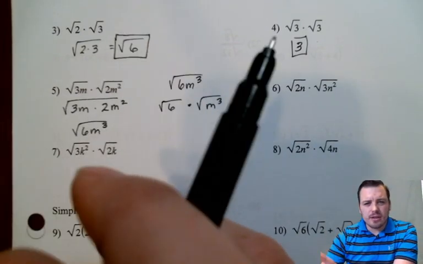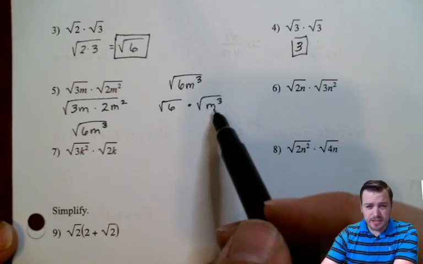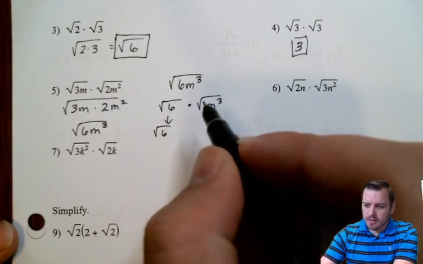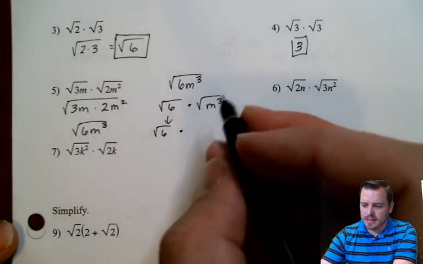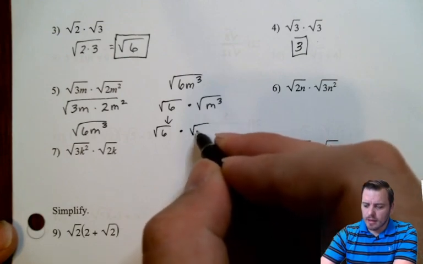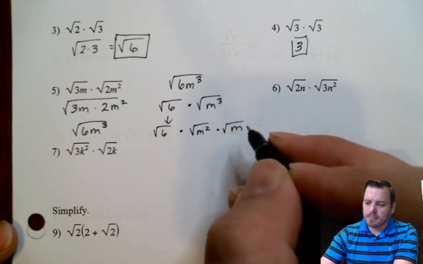But now this is the unique part, over here. This could be broken down, so let's bring that radical 6 down. This could be broken down to where it looks like this: radical m squared times radical m.